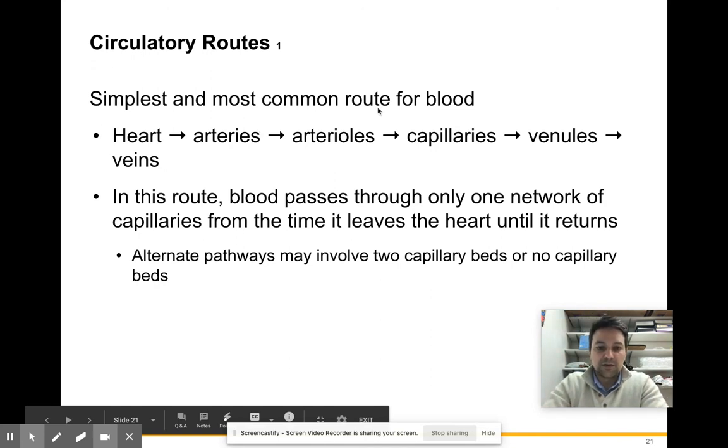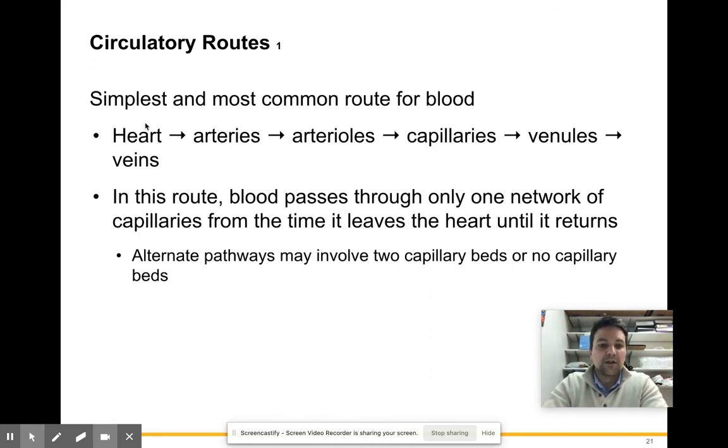So the simplest and most common route for blood is the following: heart to an artery to an arteriole, which is the smallest. And as you go further away from the heart, the smaller those blood vessels get.